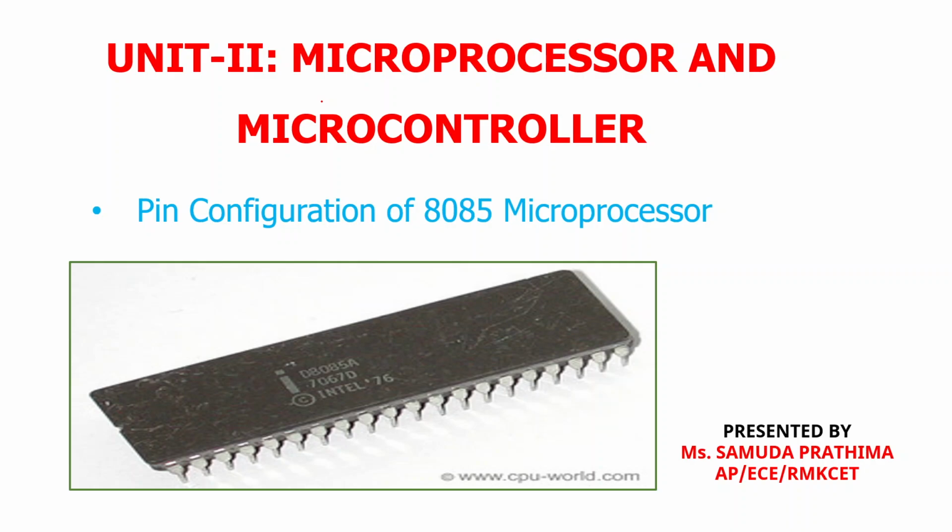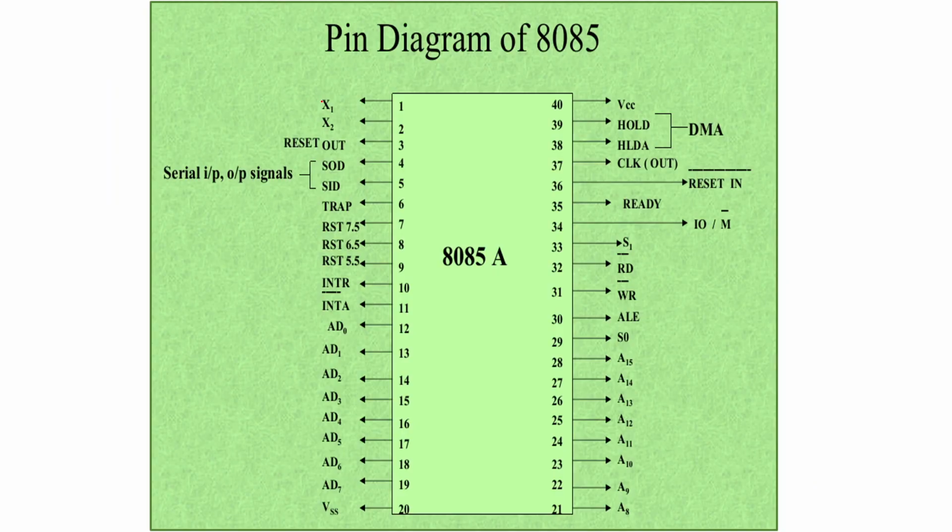Let us see the pin configuration of 8085 microprocessor in this video lecture. The image on the slide shows the 8085 pin configuration. It is a 40 pin architecture, so both sides of the IC have 20 pins, totally 40 pins. On the top it is written as 8085, and let us see each pin one by one.